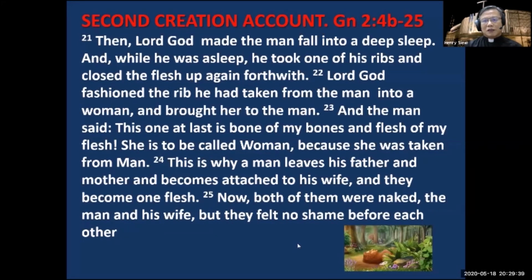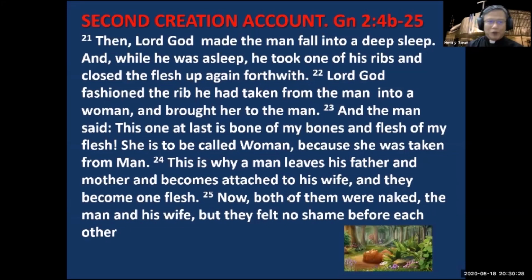Then the Lord God made man to fall into a deep sleep. While he was asleep, he took one of his ribs, closed the flesh up again forthwith. Lord God fashioned the rib he had taken from the man into a woman, and brought her to the man. And the man said, "This one at last is bone of my bones and flesh of my flesh. She is to be called woman, because she was taken from man. This is why a man leaves his father and mother, becomes attached to his wife, and they become one flesh." Now both of them were naked, the man and his wife, but they felt no shame before each other. So that is the second account. And you can see that they are very distinctively two separate descriptions of God's creation.